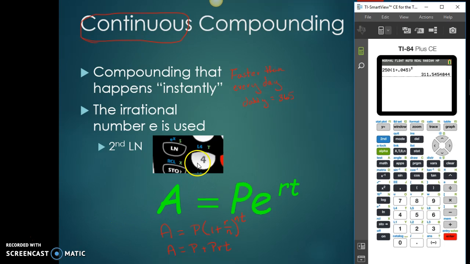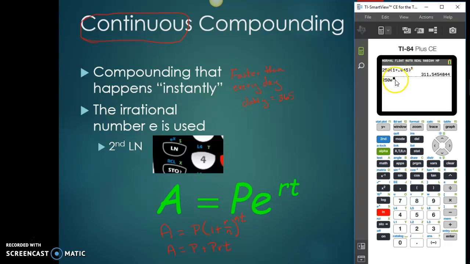So you'll notice here that this E is located in the LN, right above the LN on your keypad, right next to the 4. And since it's in either yellow or blue, in this case blue, you're going to have to hit the second key first, which tells you second LN. So in order to type this in for the problem, it would be 250 and then E, so we're going to do second, and the LN button gives you the E.